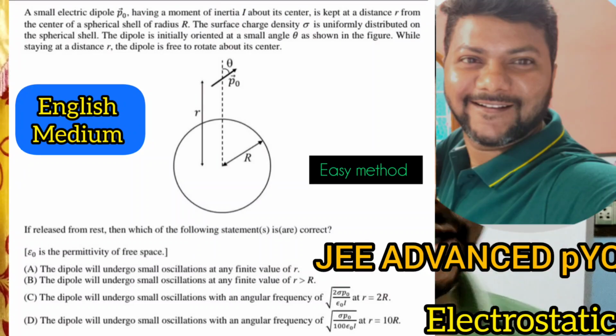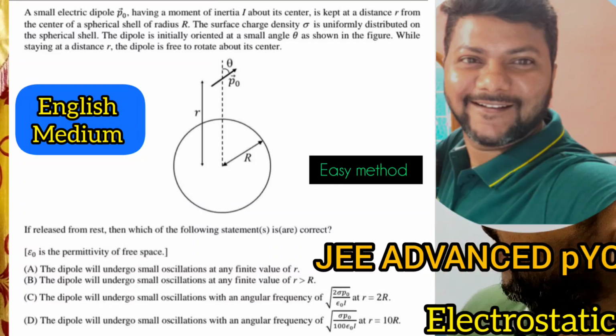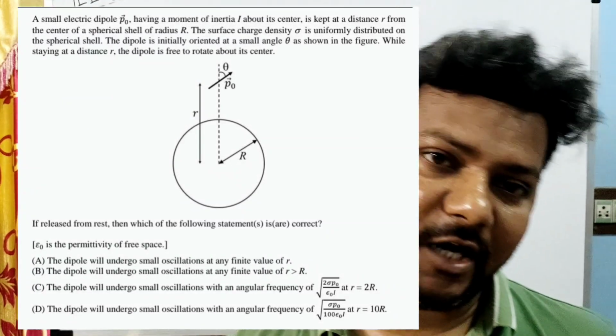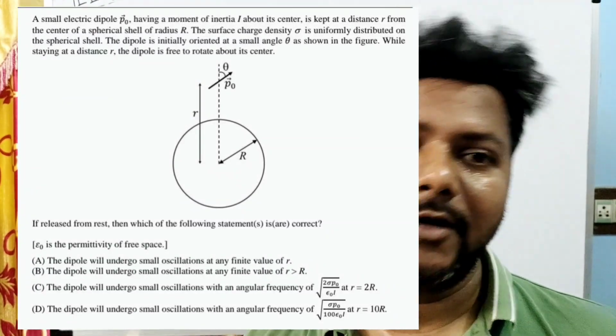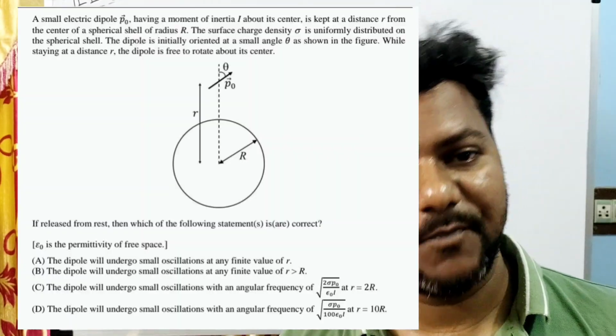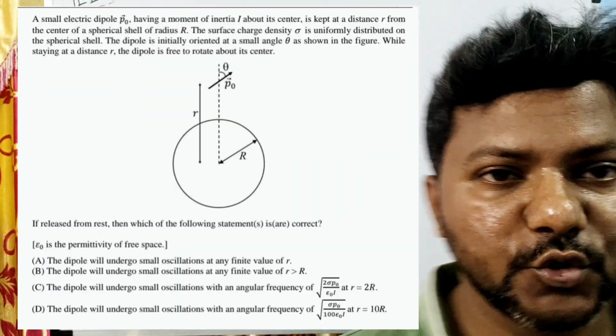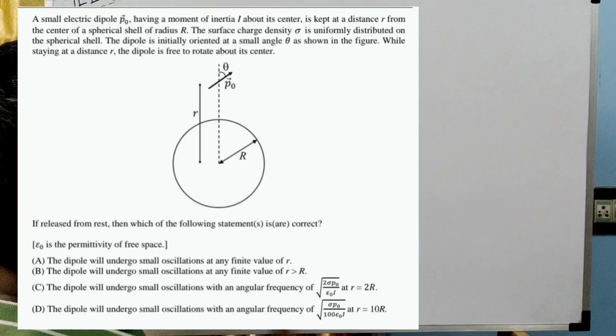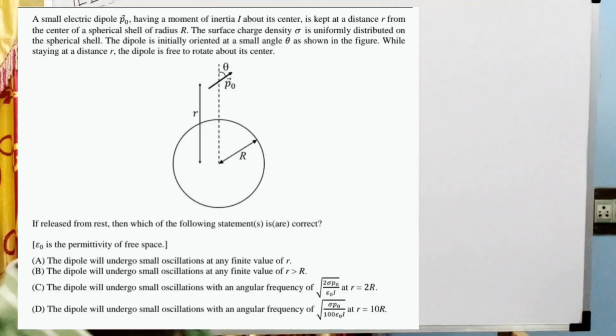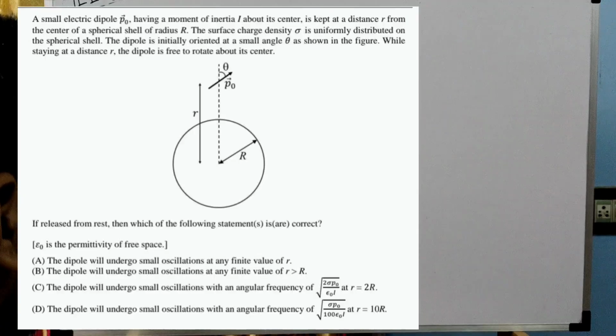Hello everyone. Today we will discuss a JEE Advanced numerical problem in PIQ from the chapter electrostatics. You will see the question on the screen. A small electric dipole p naught, having moment of inertia I about its center, is kept at a small distance r from the center of a spherical shell of radius capital R. The surface charge density sigma is uniformly distributed on the spherical shell.